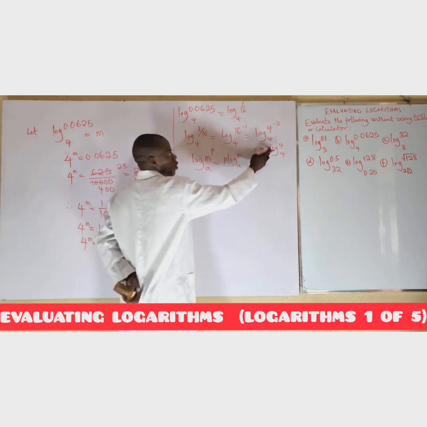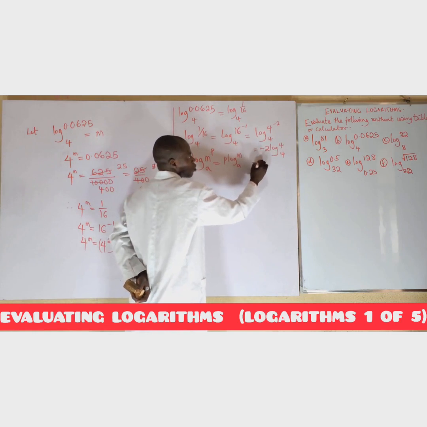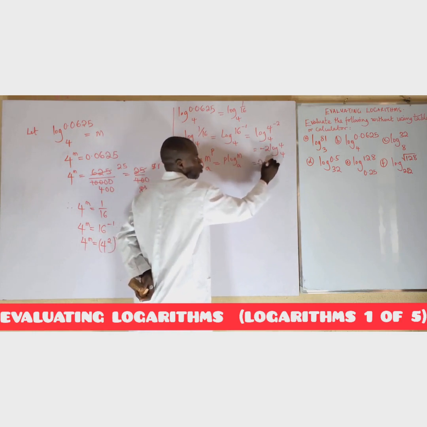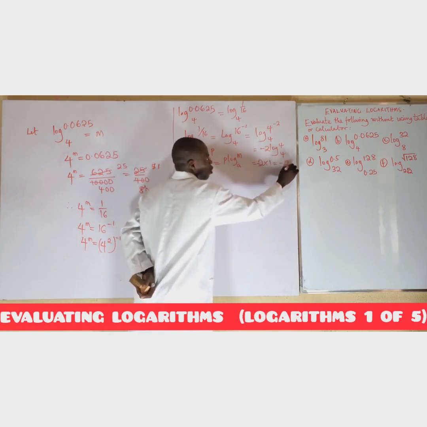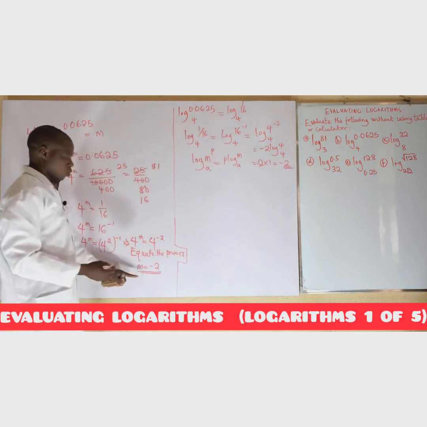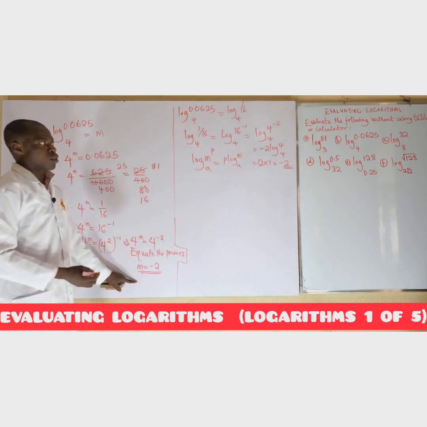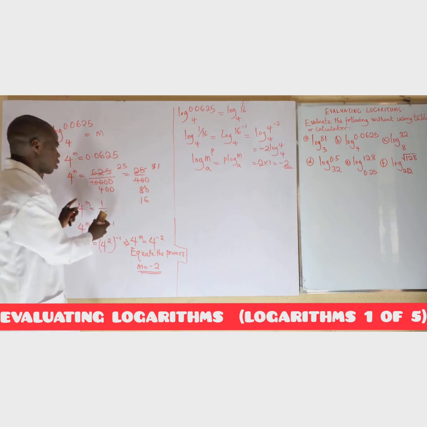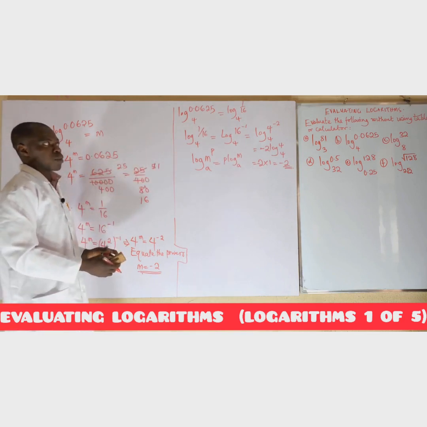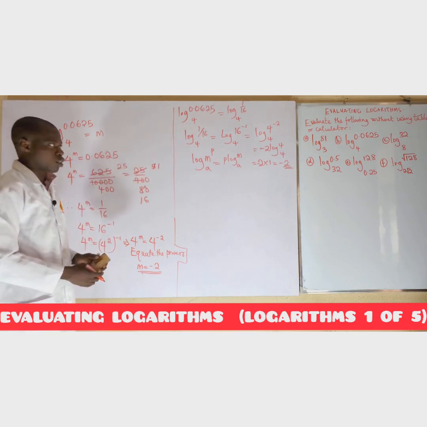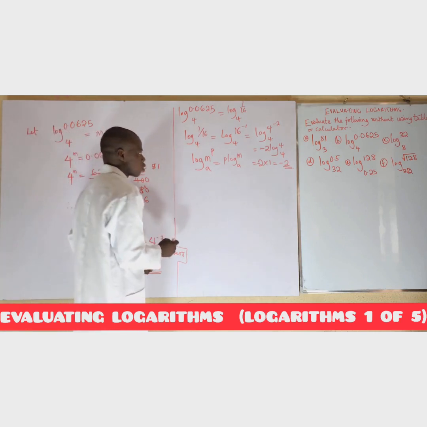And we know that log 4 base 4 is equal to 1. So this is equal to minus 2 times 1, and that answer is minus 2, which is the same as what we have here. So you can see the way we have solved this and the other method that we have applied. We are still going to apply the same method in solving the third question.